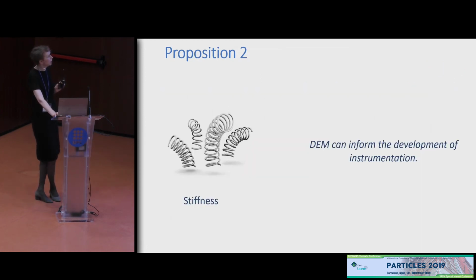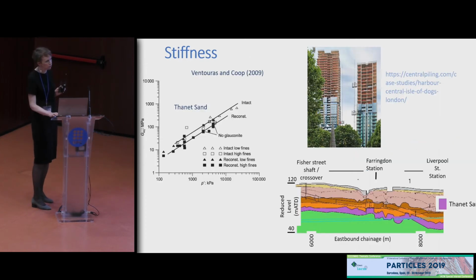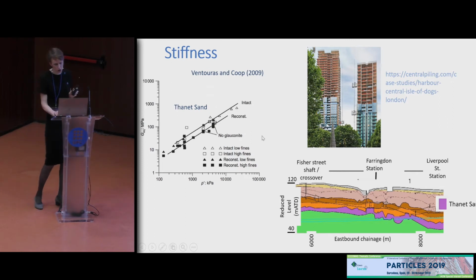So the second thing I wanted to talk about was using DEM to inform the development of instrumentation and thinking about soil stiffness. So these are some data on Thames sand. It's the sand that exists under London, and high-rise buildings in London often have foundations going down into the sand. And obviously, if we want to predict the behavior of these structures, we need to understand how the stiffness of the sand varies with pressure.